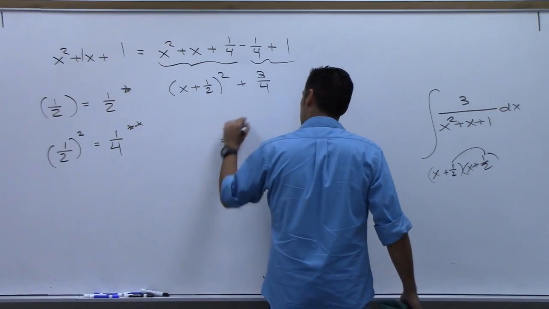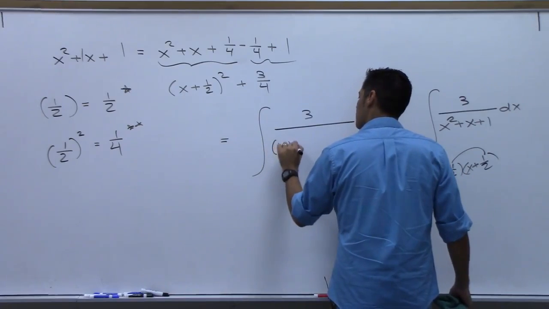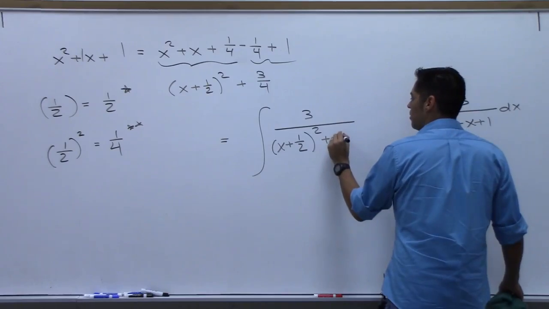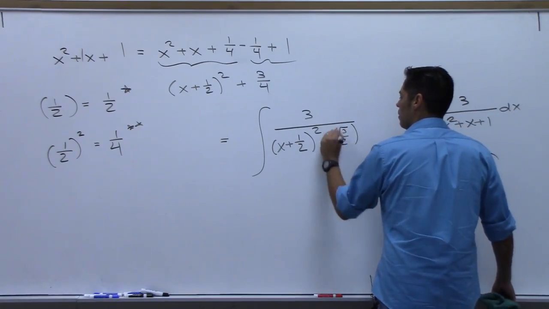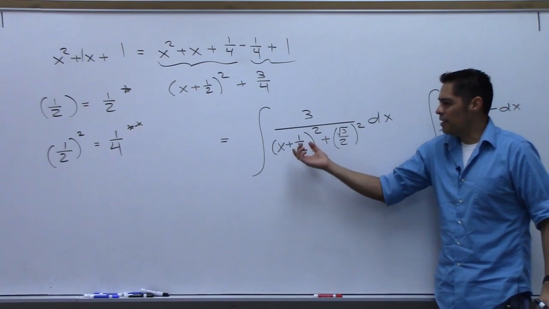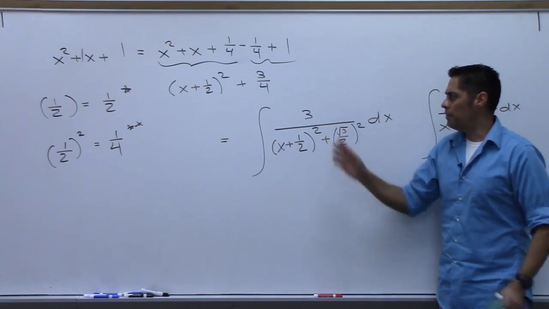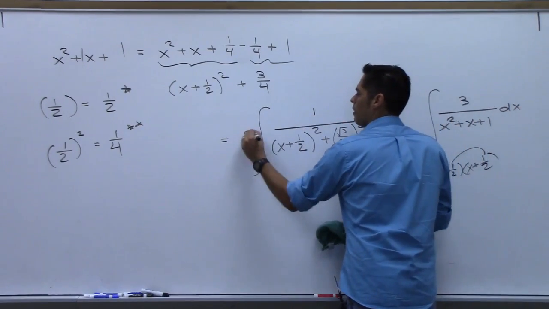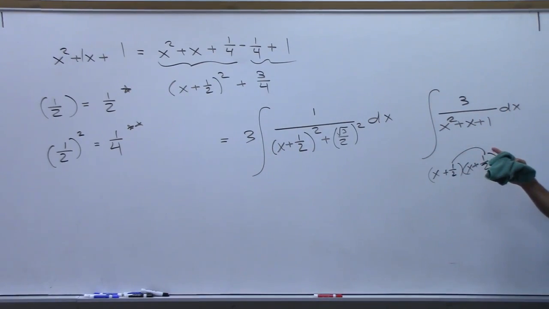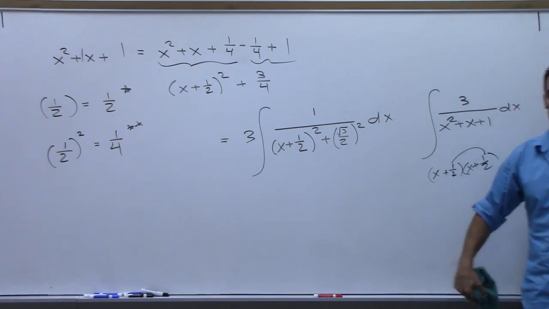So that integral right there is now going to turn into the 3 on top, and then x plus a half squared plus, I guess I'll do root 3 over 2 squared. That's just to help you see that this looks a lot like u squared plus a squared, right? So there's a formula, especially if we pull this 3 out. We have a formula for 1 over u squared plus a squared. It is arctan. So 1 over a arctan of u over a plus c.